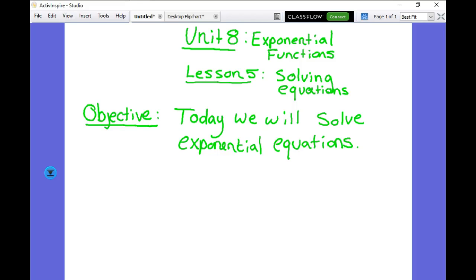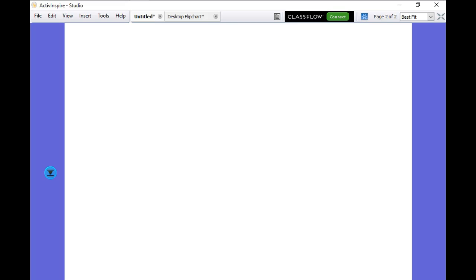We're moving into lesson 5. We're going to be solving exponential equations today. So, good morning. All right, let's proceed. I'm just going to do a variety of examples. They're all the same. Some are harder than others, but the idea is the same.